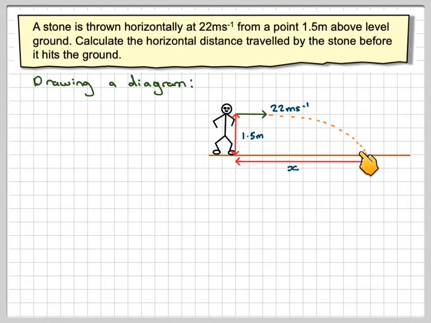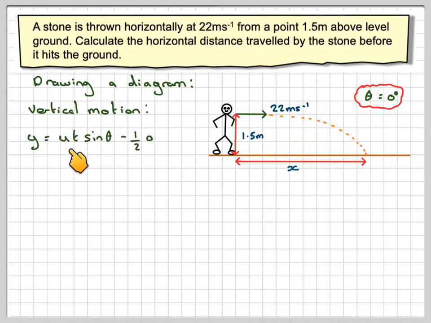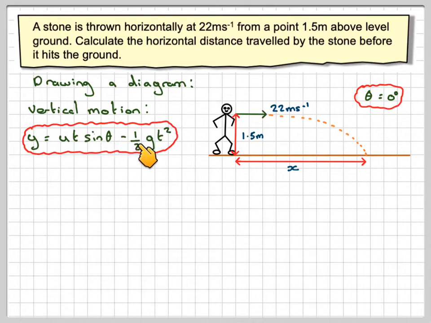Now, this is going to be modelled by projectile motion, where the angle with the horizontal will actually be equal to 0. So we can use the same rules as normally. So vertical motion will be y is u t sine theta minus a half g t squared. We need to find the time where the stone hits the ground, and that will happen when the stone has gone down by minus 1.5 meters.